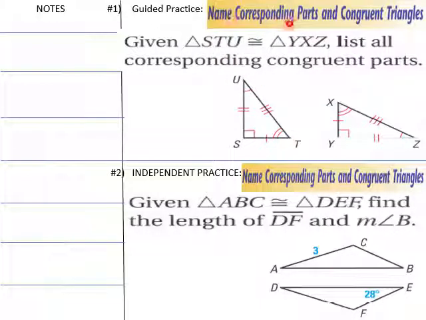Okay, guided practice. Name corresponding parts of congruent triangles. Triangle STU is congruent to YXZ. List all corresponding congruent parts. And then independent practice. Triangle ABC is congruent to DEF. Find the length of DF and the measure of angle B. Okay, teachers, give your students about 3-4 minutes to do that.